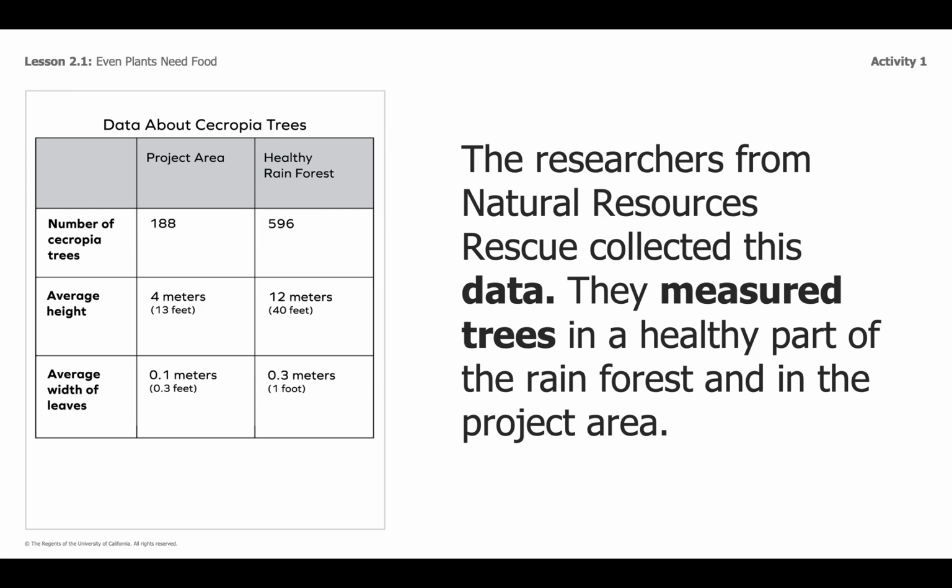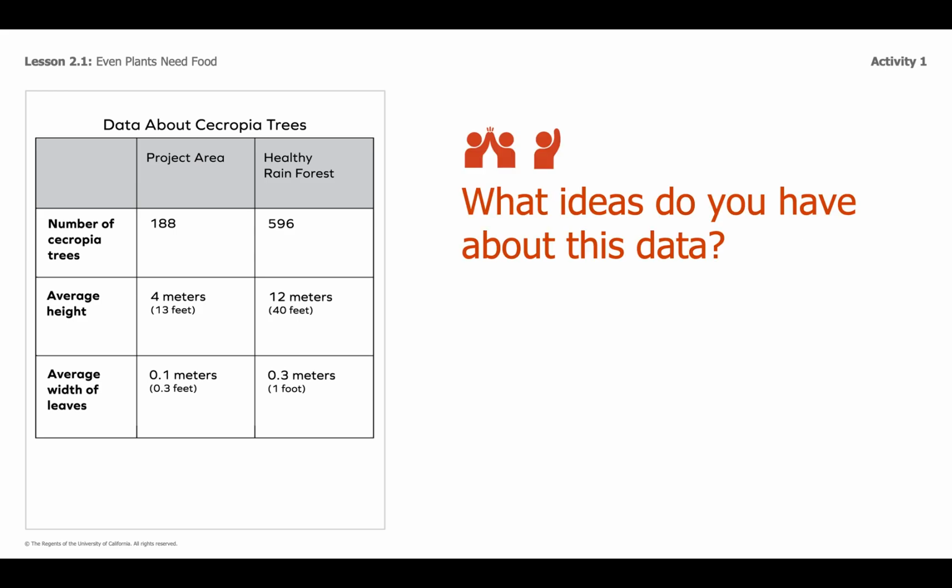Now, remember, we're looking at Cecropia trees, so they should be able to grow the same height. They should be able to have leaves that are the same width, and they should definitely be able to grow at a pretty fast pace. But we're seeing a lot of differences in these numbers, and it has to be because our project area is lacking. So we're going to figure out what our project area is lacking so that we can figure out how we can improve the project area.